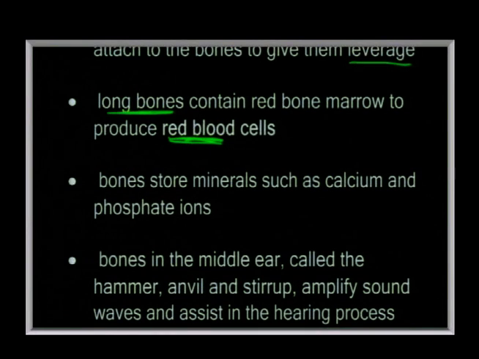Okay? Bones store minerals such as calcium and phosphate ions. If there's a lack of calcium and phosphate ions, we end up with osteoporosis, so we must be able to store it. And the bones in the middle ear are called the hammer, the anvil, and the stirrup. What do they do? They amplify sound. They're the three little ossicles.